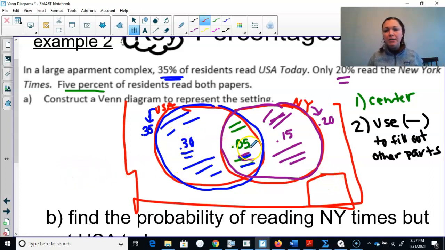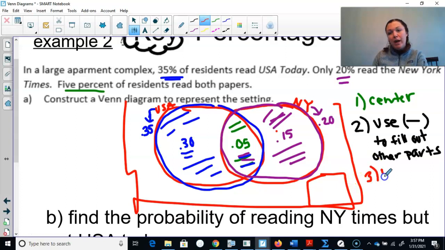So if I take 30 plus 5, that's 35. 35 plus 15, that's going to give us 50, right? If I put a 35 there and do that math, 10, carry the 1, yeah, that's going to give us 50. So 50% is on the inside. This whole thing has to add up to 100%.